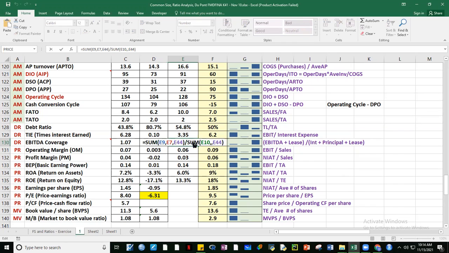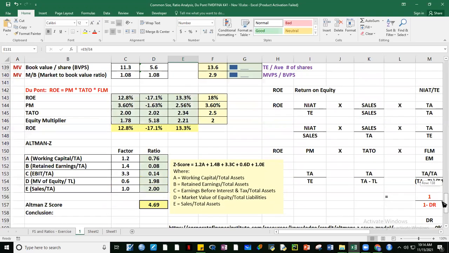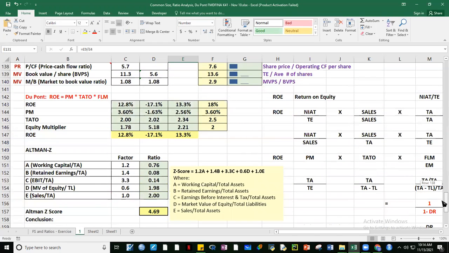Ito naman, ganoon din. Wala tayong principal payments sa 2019. Okay. Thank you, Yana. Any other questions, guys? Okay. Kung wala na, let me proceed, guys.